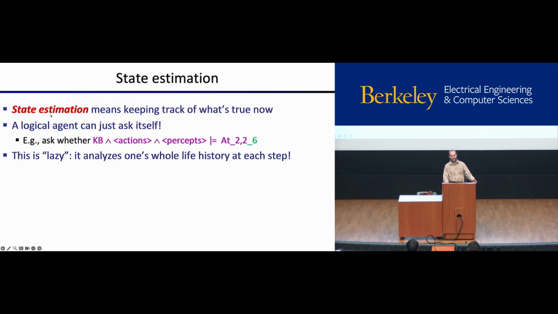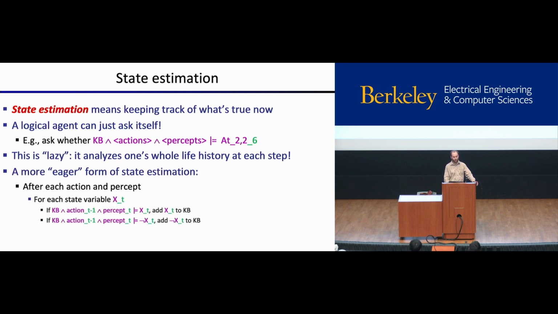So state estimation is just keeping track of what's true now. The logical agent can just ask itself whether the knowledge base plus its actions, plus its percepts, entails that he is at location 2-2 at time step 6. You just check entailment using the algorithms we discussed. And this is kind of lazy because it looks through its whole life history every time it's trying to figure out where it is. It kind of waits until the very end.